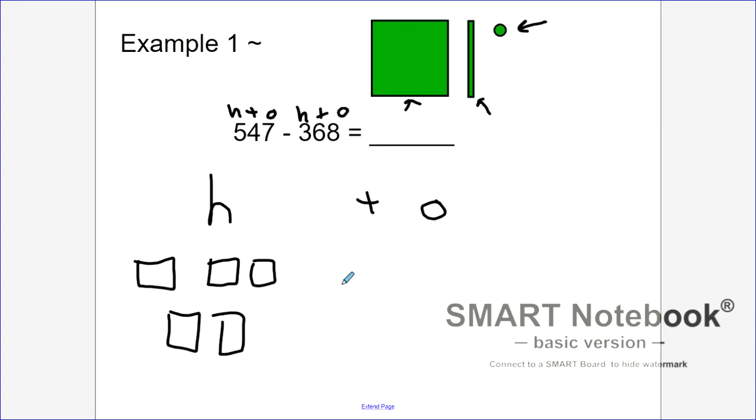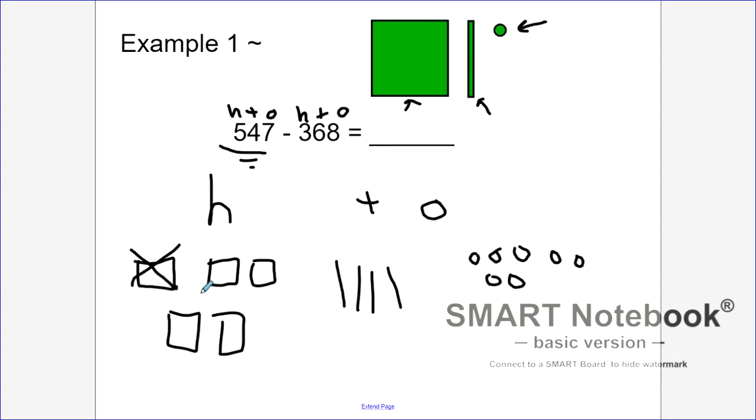Then let's go to 4 tens and 7 ones. So I drew my first number, 547. Let's see if I can take away 3 hundreds. Yes, very easy to do. Check. Hundreds are done.